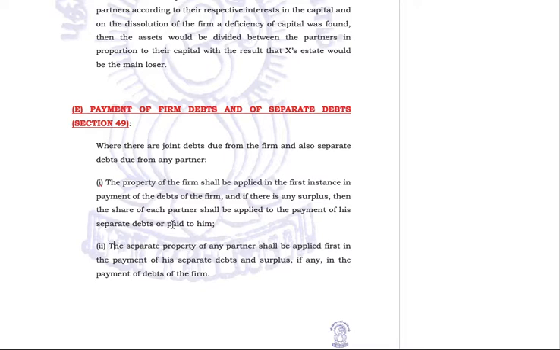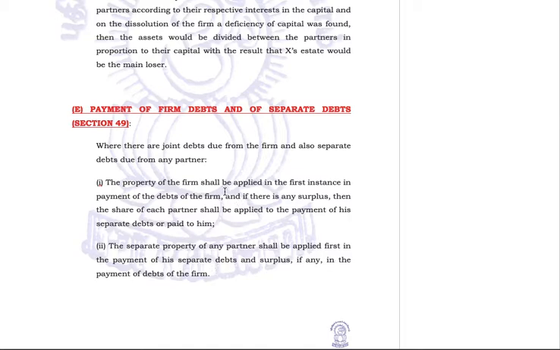If that partner is still not able to pay, then the other partners will have to pay. If they are not able to pay, then the property of all will go, because the debt of the partner is the debt of the firm. The separate property of any partner shall be applied first in the payment of his separate debts and the surplus, if any, in the payment of the debts of the firm.